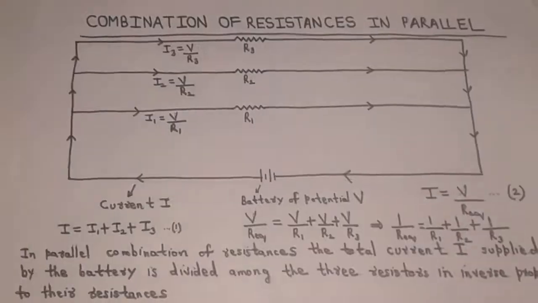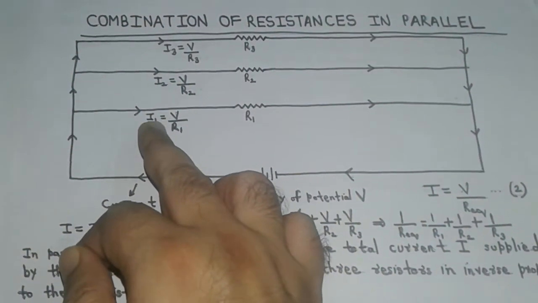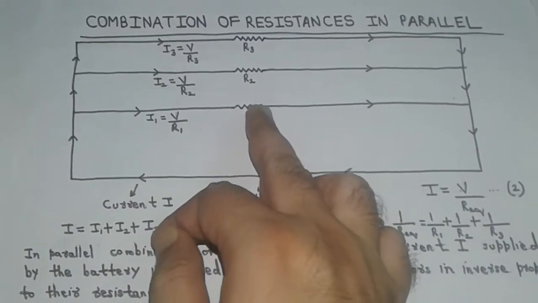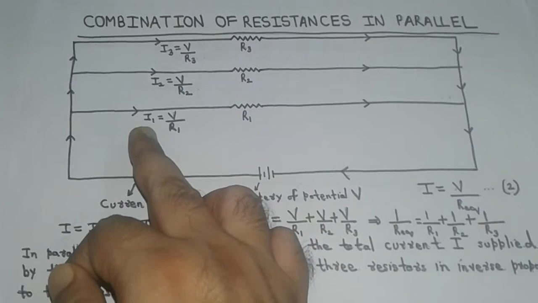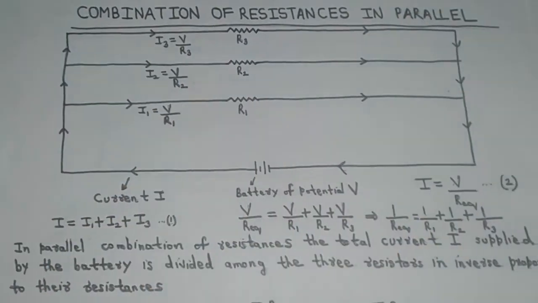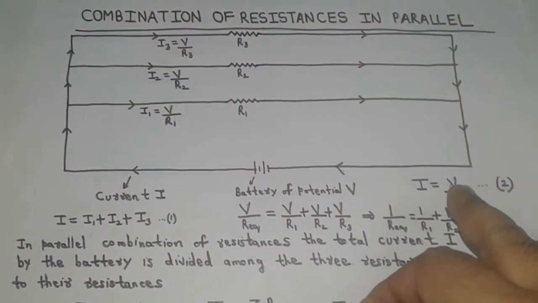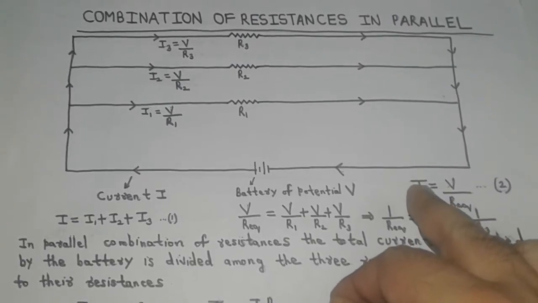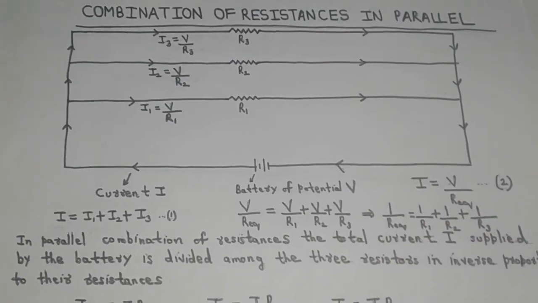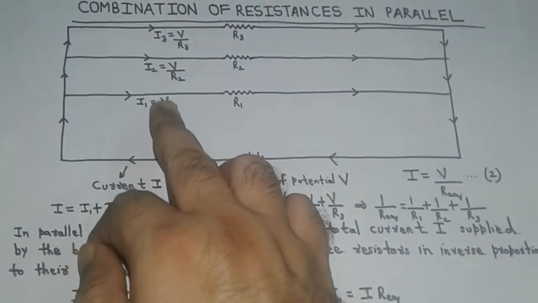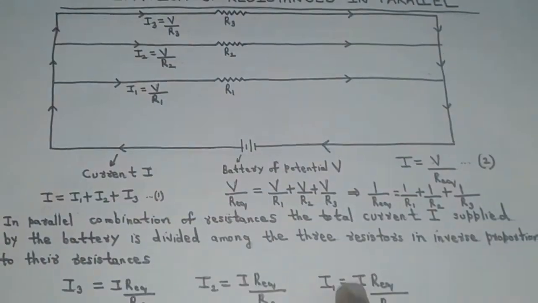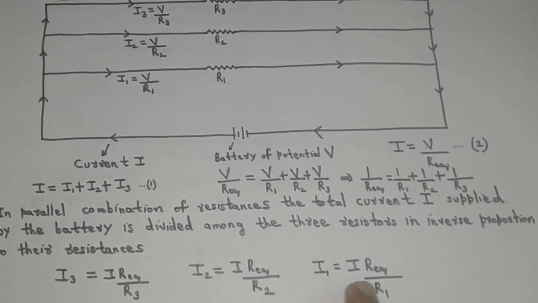To determine the magnitude of current I1 flowing in the resistor with resistance R1, which is given by I1 is equal to V upon R1, we substitute V is equal to I R equivalent from equation 2. So it becomes I1 is equal to I R equivalent upon R1. So it can be written in this form.